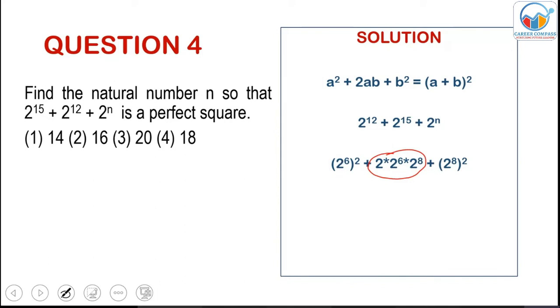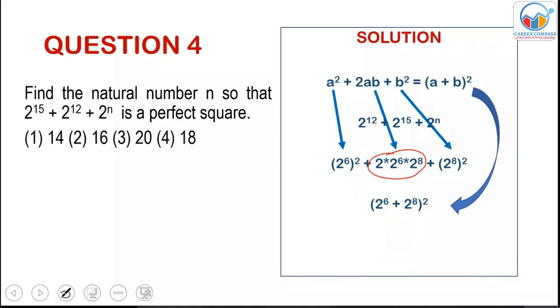So this way we can compare and we can say that the value becomes 2 to the power 6 plus 2 to the power 8 whole square, which becomes a perfect square, of course. And hence we can say that the value of n will be 16, right? So that will be our answer.